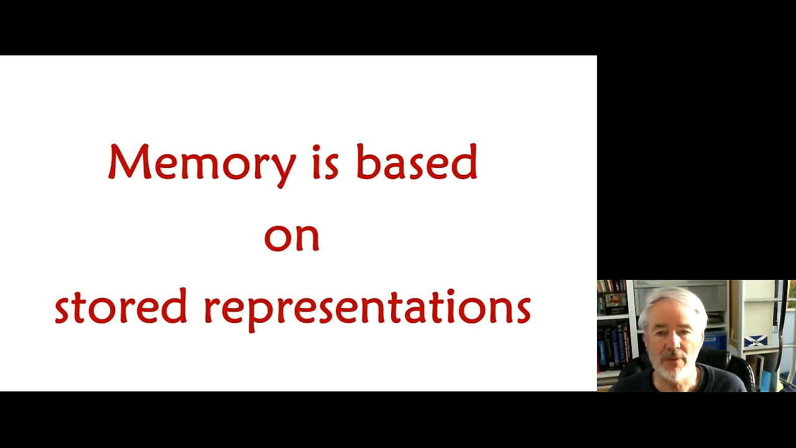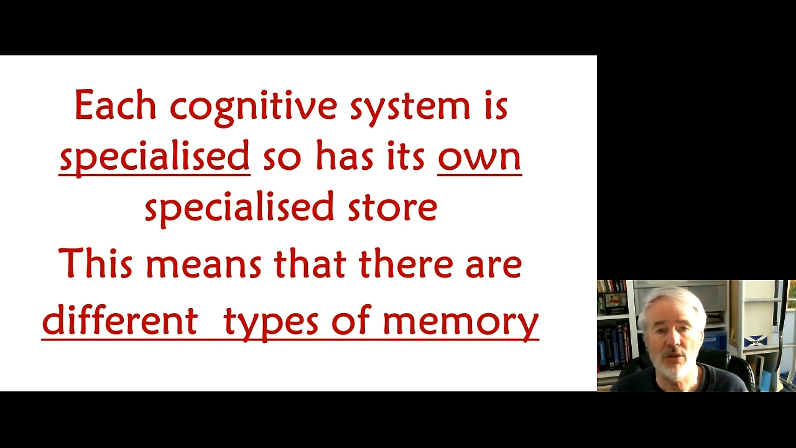Next one up is memory. So memory, everyone knows what memory is, more or less. We talk about it regularly. We remember things, we forget things, we lament our loss of memory in some cases. But in any case, memory in the modular cognition framework is based on these stored representations. So when they're activated, we can talk about memory. So each cognitive system, as I've said, has its own specialized store, its own specialized principles, and that means that when we talk about memory, we should really talk about memories, or different types of memory, because for every single store there is a different type of memory, right?